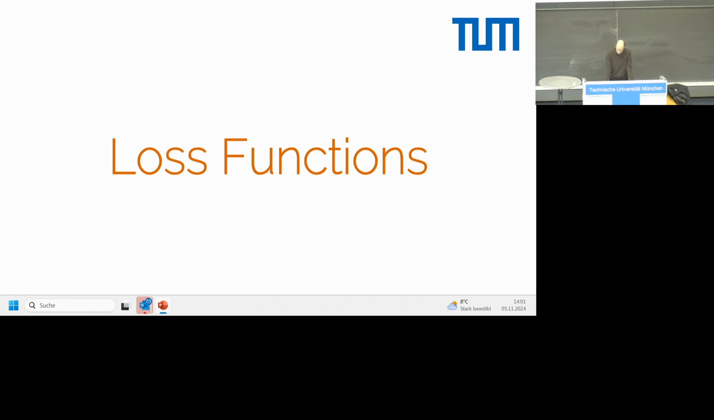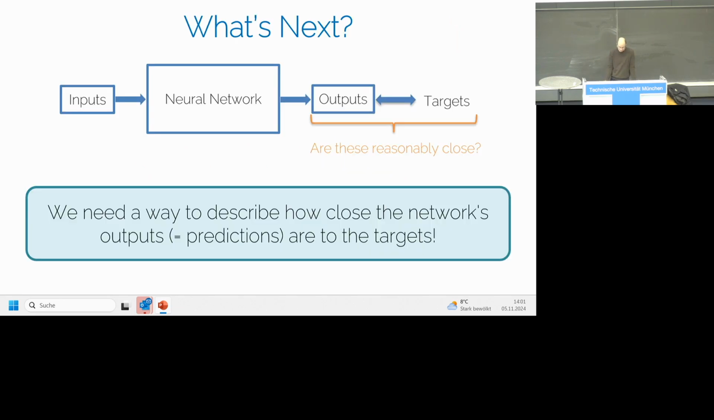Loss functions are essential because your network makes some prediction, and ideally you want to predict the world as accurately as possible. But that requires you to measure the discrepancy. How far away is my prediction from what it should be? And this is, in some sense, the key challenge that we want to talk about here.